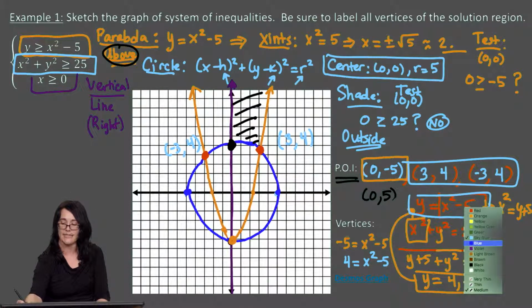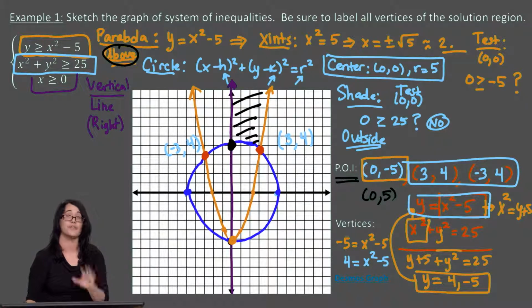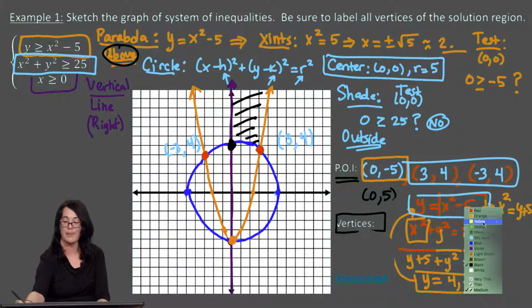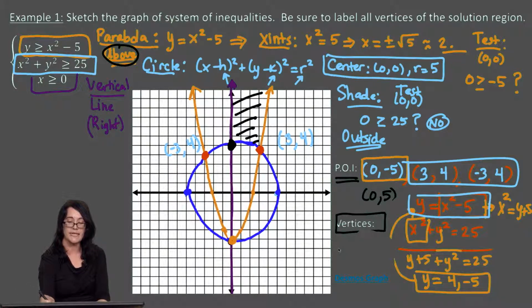The question was asking us, could you find the shaded solution region, which we did, as well as any vertices? The answer is, of course. Here is what we found for our vertices. The vertices are those points of intersection which trap your shaded region, which in this case would be this point, which was (0, 5), as well as this point, which was (3, 4).